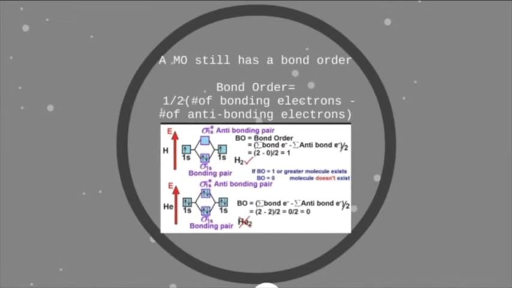A molecular orbital still has a bond order, and this can be found by finding the difference between the number of bonding electrons and the number of anti-bonding electrons, and then multiplying by half. If the result is 0, then the bond will not form, but if it is greater than 0, a bond will form. The higher the number, the stronger and more stable the bond will be.